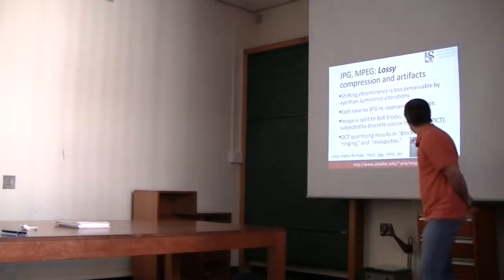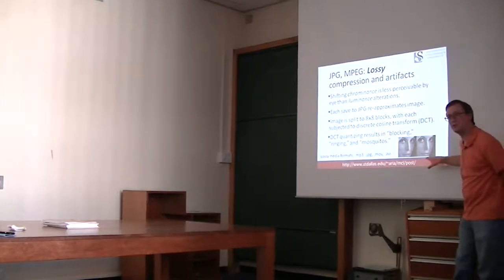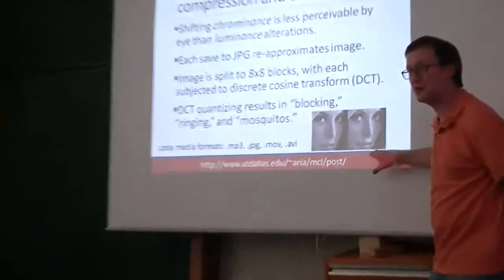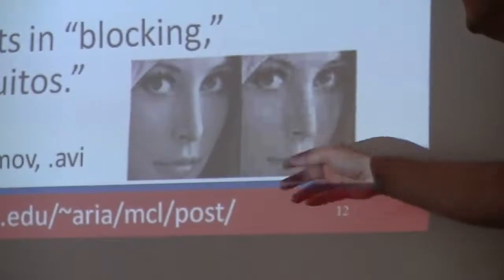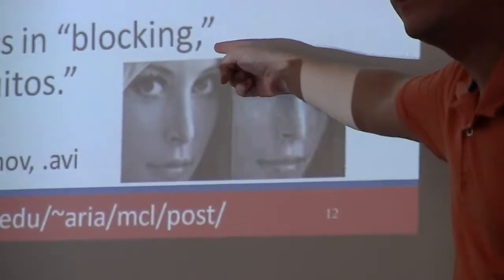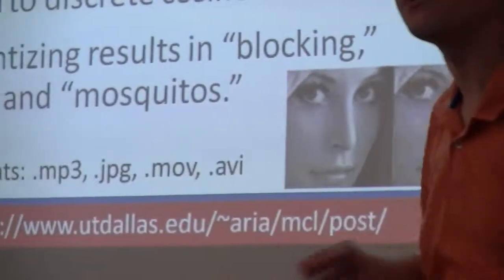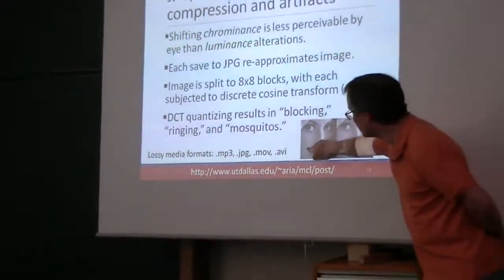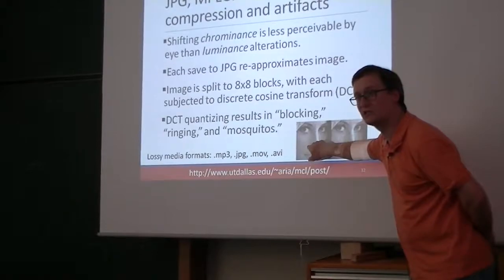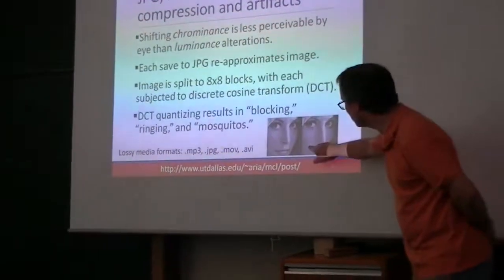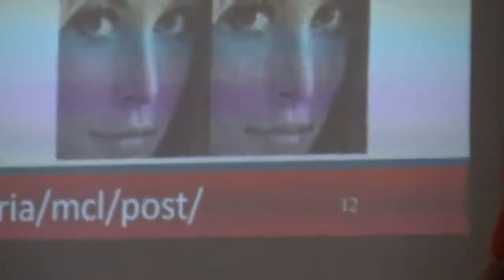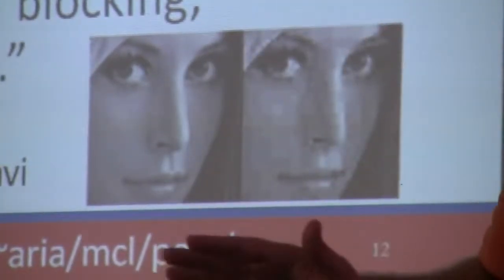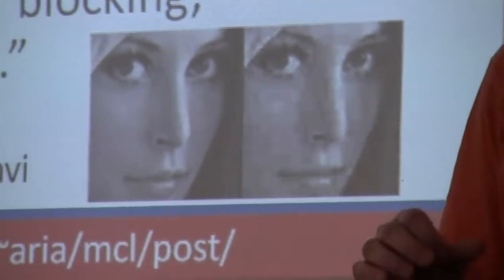So here we have an example of what happens when you go through too many resaves with a JPEG. Each compression is producing blocking, or ringing, or mosquitoes. So blocking is seen here. Her cheek appears nice and smooth in this image at the left. But in the image at the right, we see these jagged boundaries between different levels of gray that have shown up. That is an example of blocking.